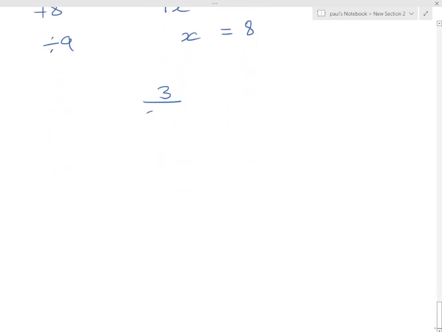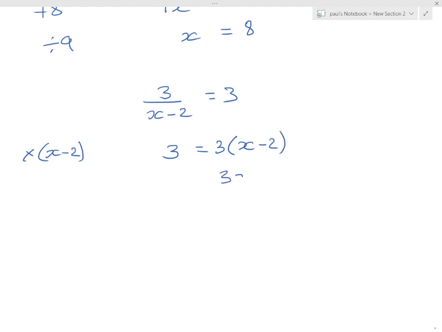And 3 over x minus 2 equals 3. So now I'm going to multiply by x minus 2, the whole thing. And I'm going to put them in brackets to keep it nice and tidy. So I've got 3 on the left. Then this will equal 3 times x minus 2. Now I expand the brackets to be 3x minus 6. Add 6 to both sides. 9 equals 3x. Divide by 3. 9 divided by 3 is 3. 3x divided by 3 is x.